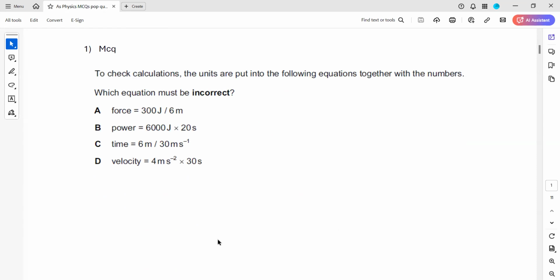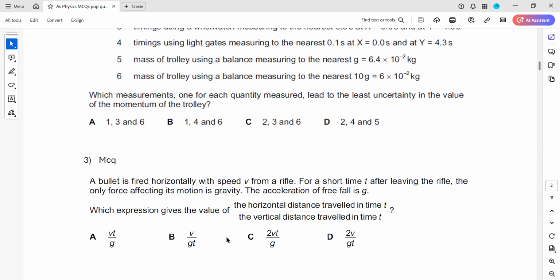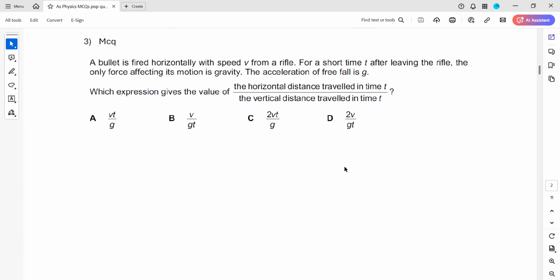Any doubt in question 1? Feel free to ask your doubts if you have question 1. Any doubt in question 1? Question 2, 3, any doubt? Question 2 or question 3, any doubt? Question 3? Okay.